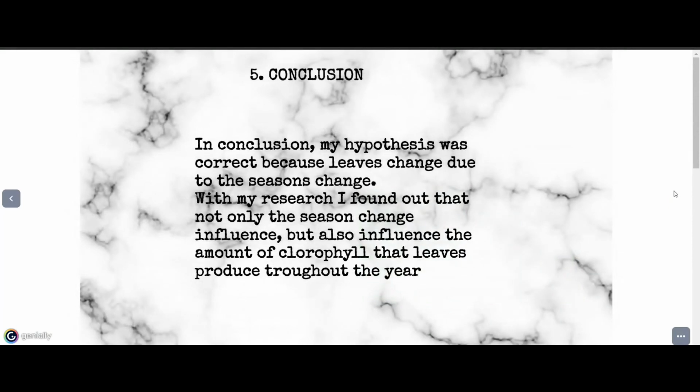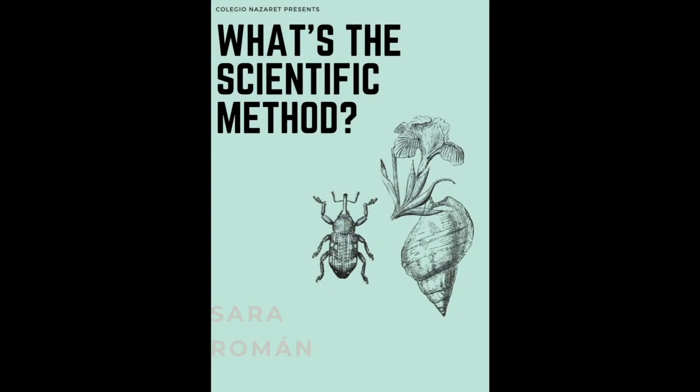5. In conclusion, my hypothesis was correct because leaves changed due to the season change. With my research, I found out that not only the season change influenced, but also the amount of chlorophyll that leaves produce through the year.